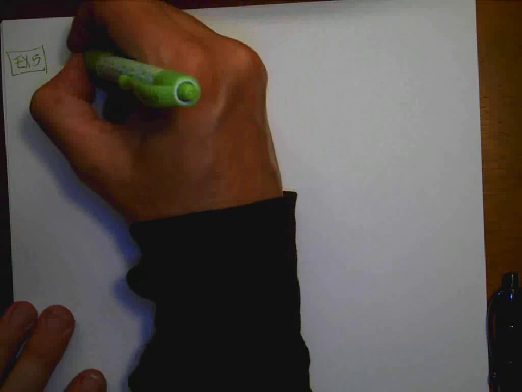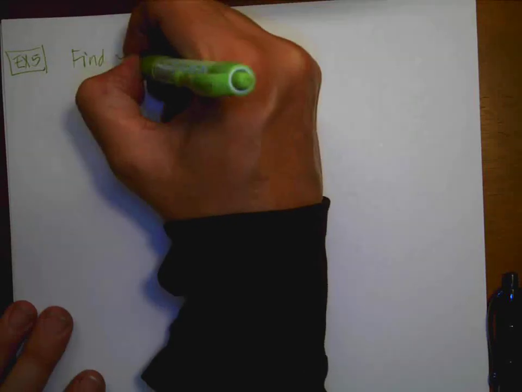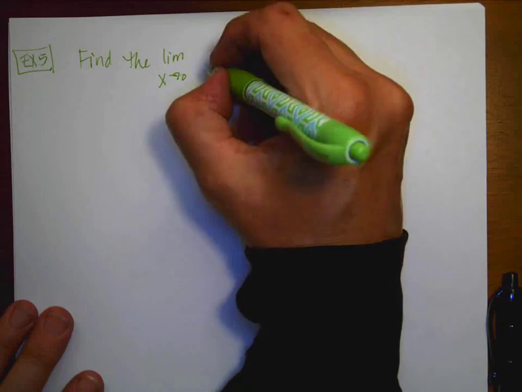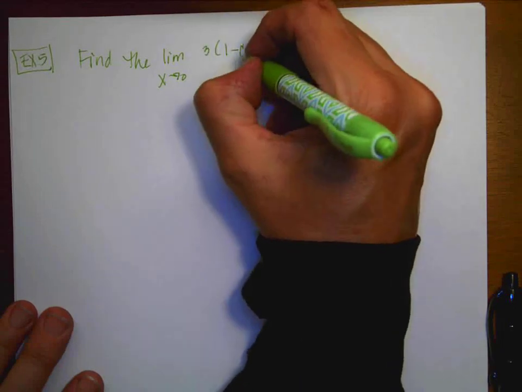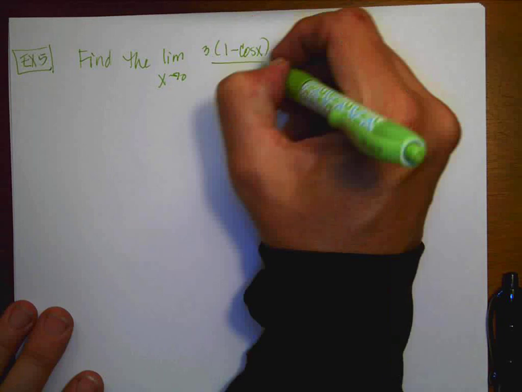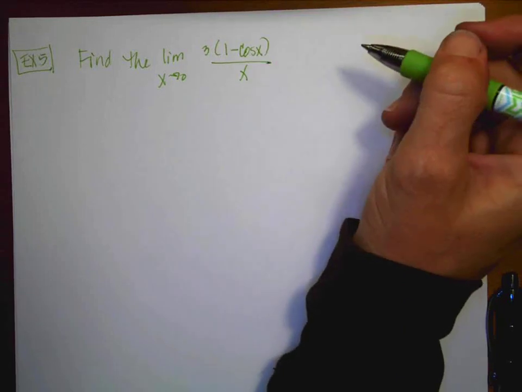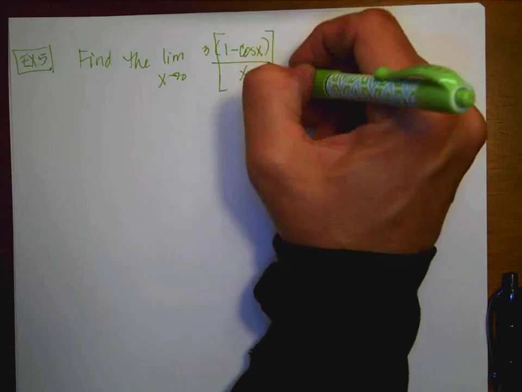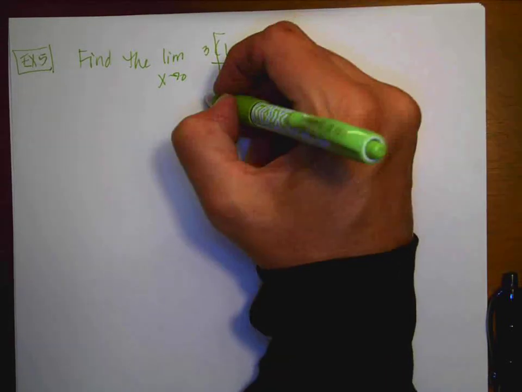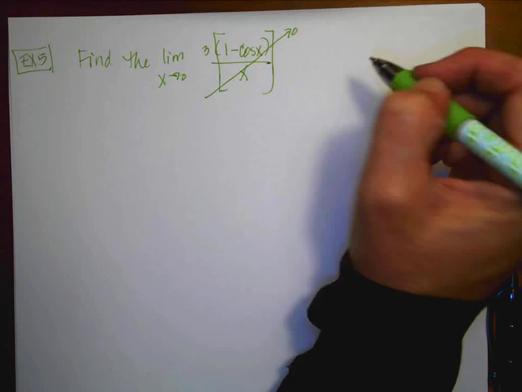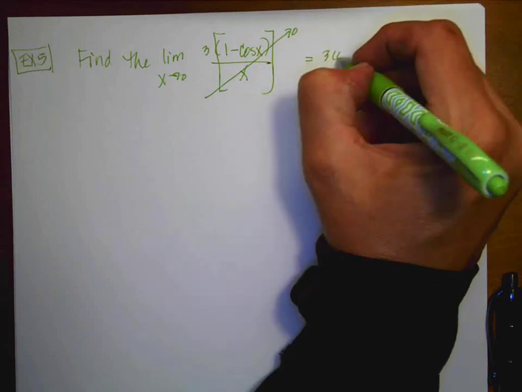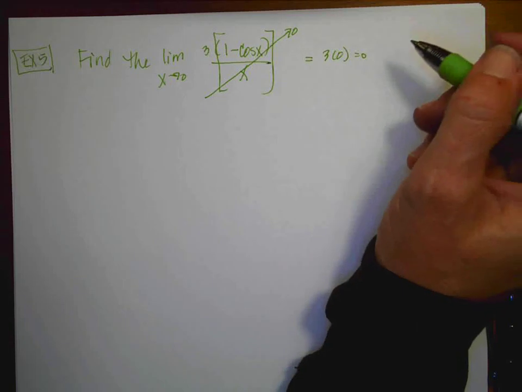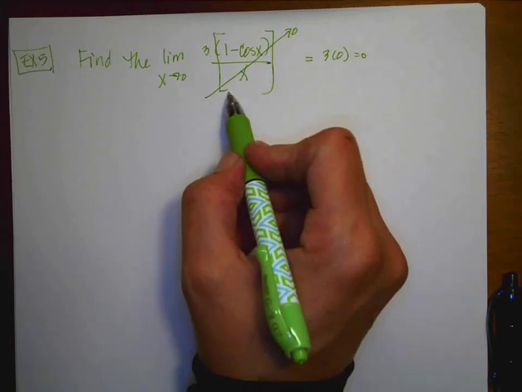So this is example 5, and I want to find the limit as x approaches 0 of 3 times 1 minus the cosine of x over x. Well, this one's actually pretty easy because they've done most of the work for you. Remember, this is that special situation, and this guy goes to 0, and 3 times 0 is 0. So that was actually really pretty easy.